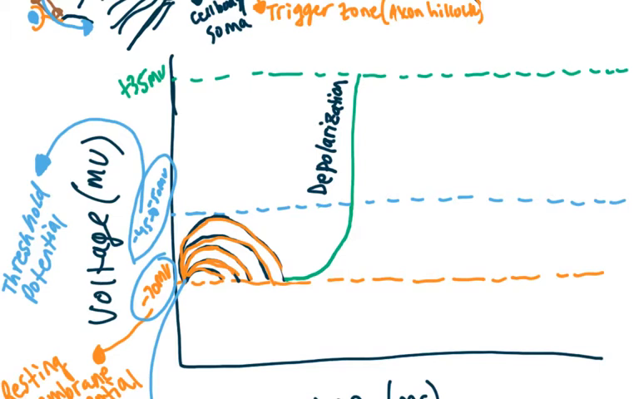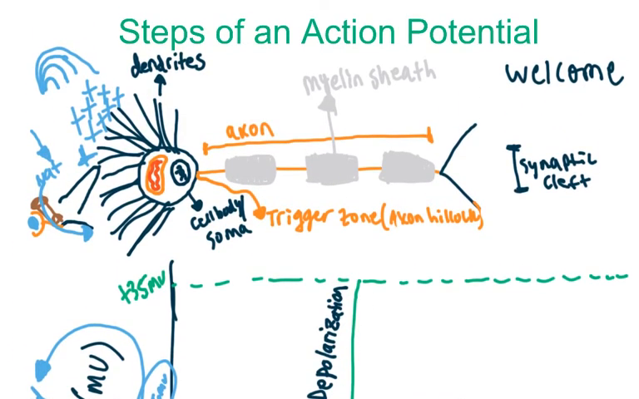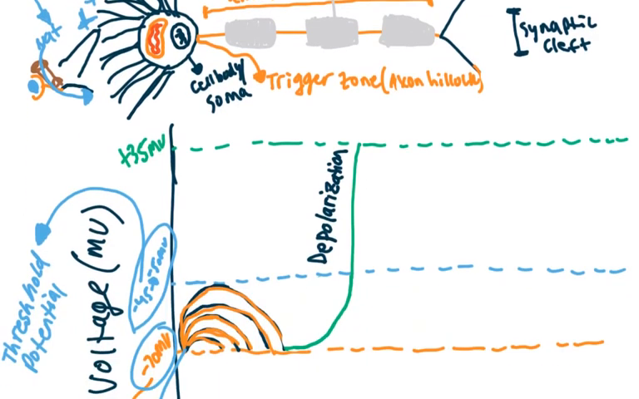So again, these are the graded potentials. Bam, we hit the threshold potential. We fire those action potentials. Our trigger zone, our axon hillock, sets those action potentials off. Now, how does it get way more positive right here like that? Well, let's just pick this up in the next video. All right, so see you guys there.